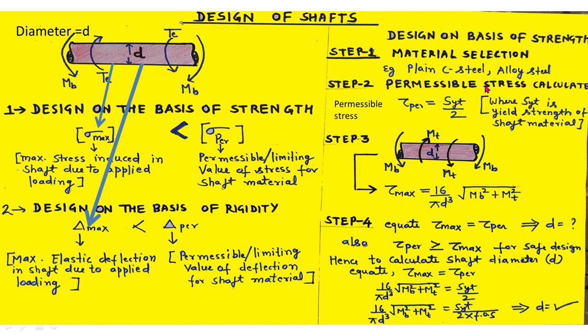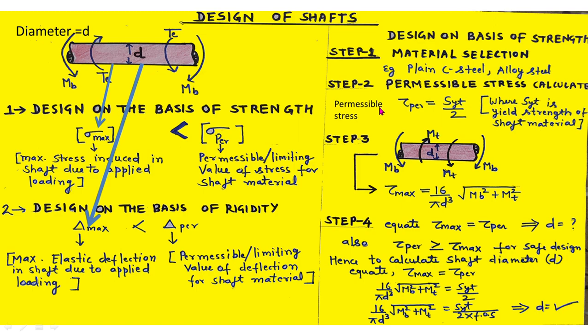Now because the shafts are made of ductile material, the permissible value of stress is taken as the yield strength in shear of the material. Because shafts are made of ductile material, the permissible value of stress or limiting value of stress is generally taken as the shear strength of the material of the shaft.